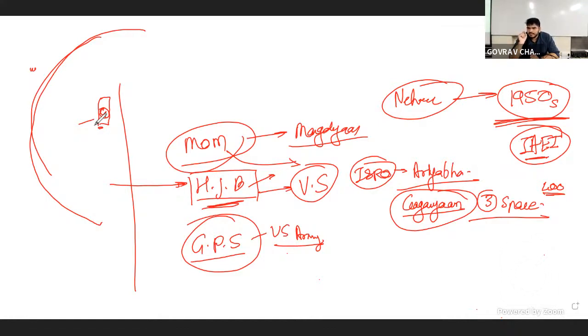Do you know what they did? What they were doing from inside? They were manipulating the coordinates of GPS, because GPS works on X and Y coordinates. And what they were doing? They were manipulating the coordinates. I'll tell you exactly what they were doing.